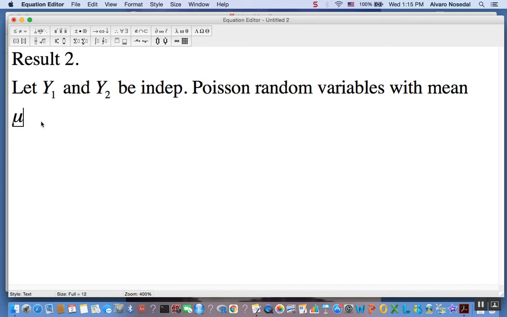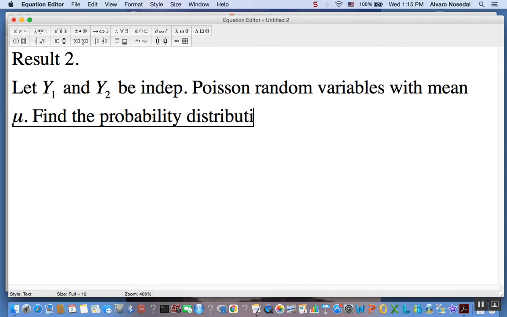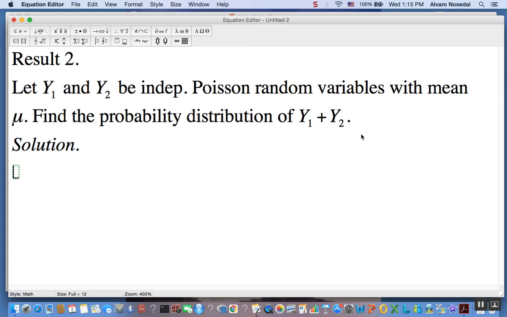Okay? So now what we would like to do is finding the probability distribution of a transformation, a function of them. The function that we are interested in is the sum of those two random variables. So solution: how we are going to find the probability distribution of y1 plus y2.